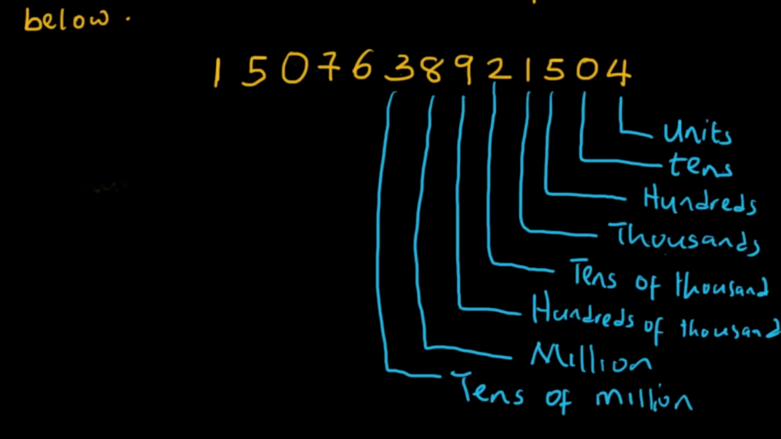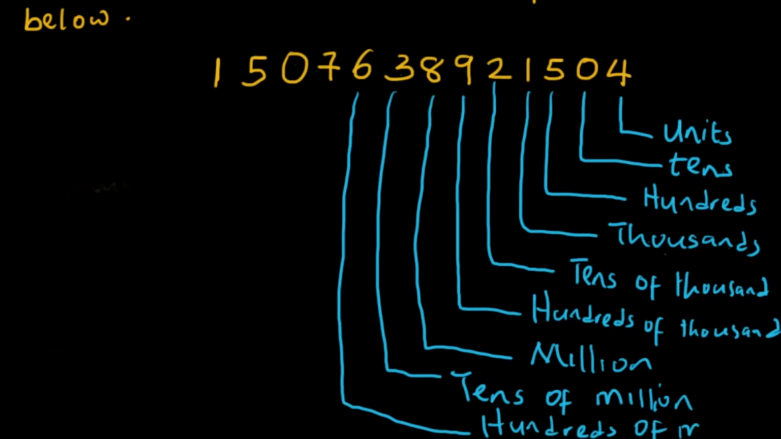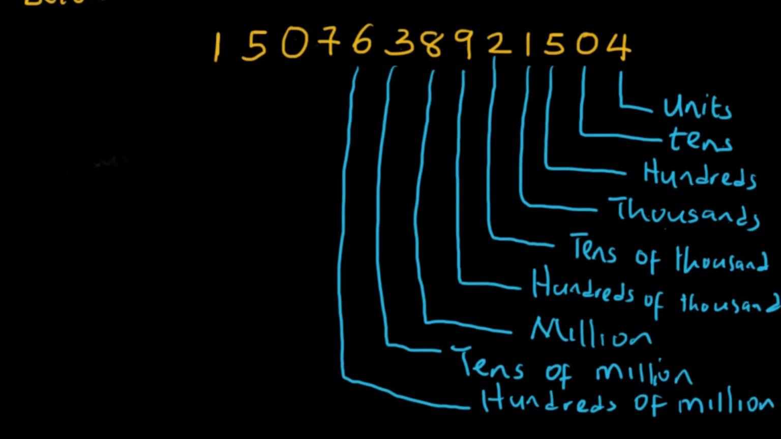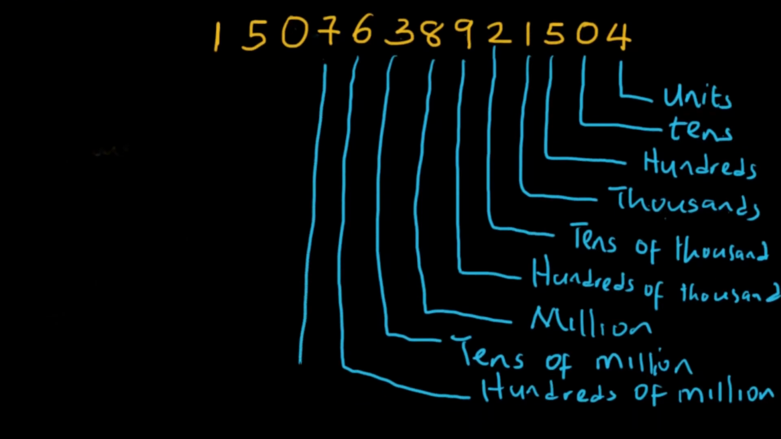Then followed by hundreds of million. So we have hundreds of million. Now after hundreds of million, the next would be billion. So we should have billion.